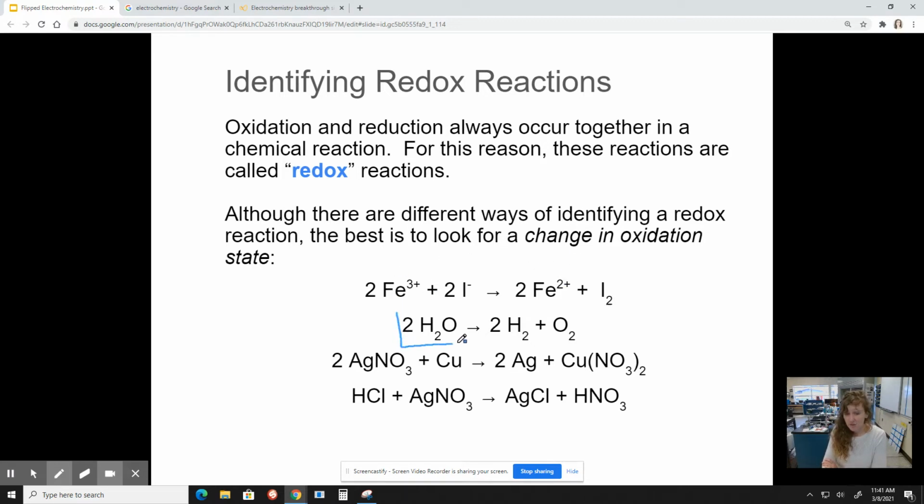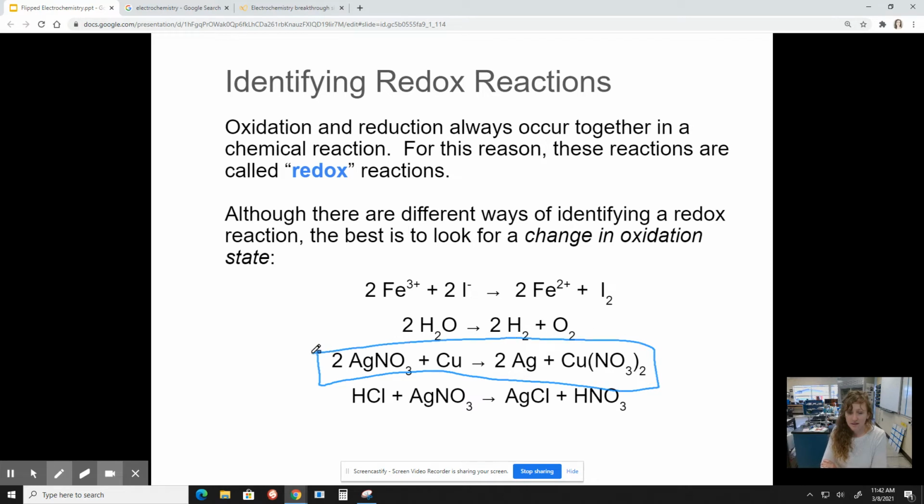Sometimes it's not so obvious, like in this example, all of these molecules are uncharged. Water is neutral, hydrogen is neutral, oxygen is neutral. So we don't have an obvious shifting of electrons. It's not obvious until we break it down and assign oxidation states. If we do that, then we see that we do have some changes. Let's take a look at this one down here.